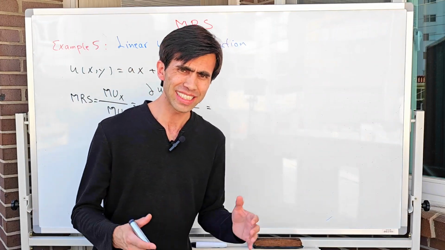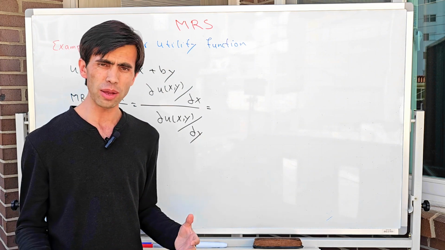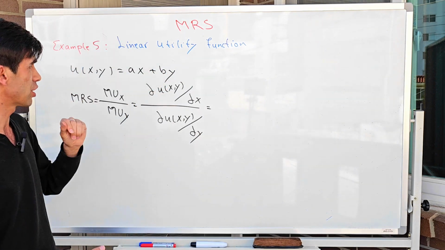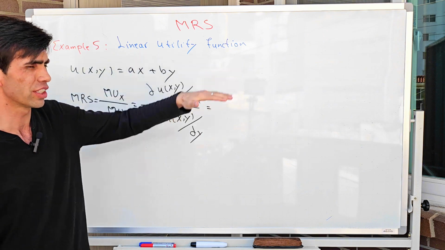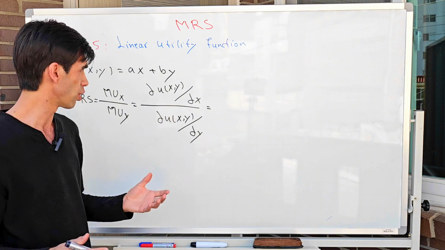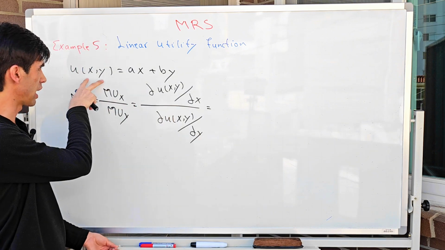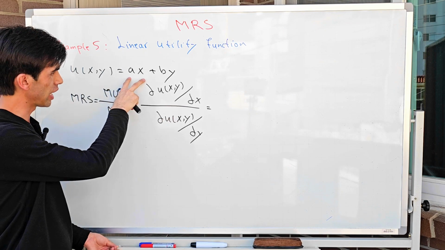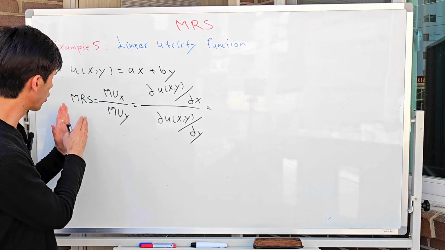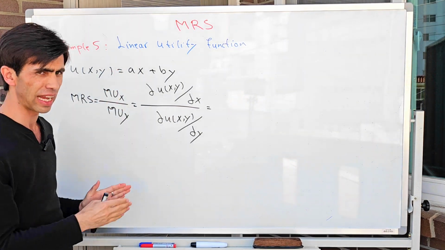Welcome back, guys. In a series of finding marginal rate of substitution for different types of utility function, now is the time to find out the marginal rate of substitution for a linear utility function. If you have a linear utility function with a general form, which is u, or a utility function which is a function of x and y, is equal to ax plus by. So now, what is the marginal rate of substitution for this linear utility function?